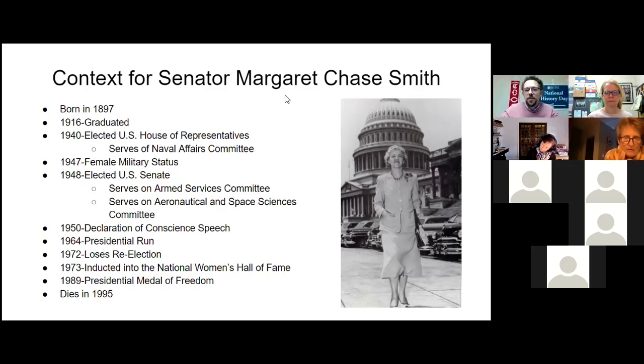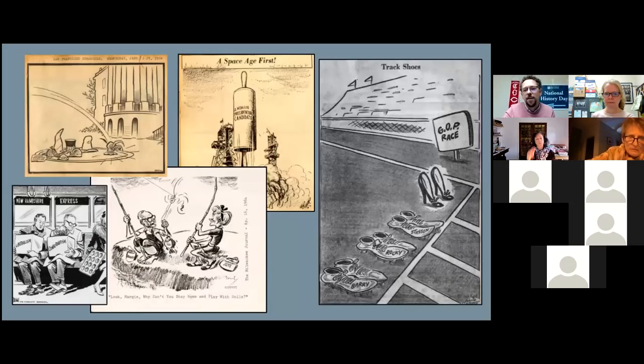So I'm giving you this nice little bulleted list of her accomplishments. And that's because we want to talk a little bit about gender. Someone brought up political cartoons earlier in this talk. And I love political cartoons, and I especially love looking at the ones that Margaret is depicted in or that she's part of. One of the reasons is there are nearly 500 cartoons that she was depicted in.